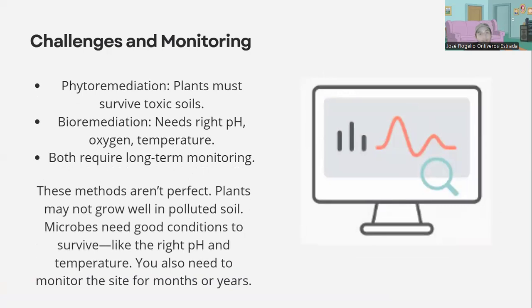Okay, the challenges and monitoring. For phytoremediation, plants must survive toxic soils. Bioremediation needs the right pH, oxygen, and temperature, and both require long-term monitoring. These methods are imperfect. Plants may not grow well in polluted soil. Microbes need good conditions to survive, like the right pH and temperature. You also need to monitor the site for months or years.